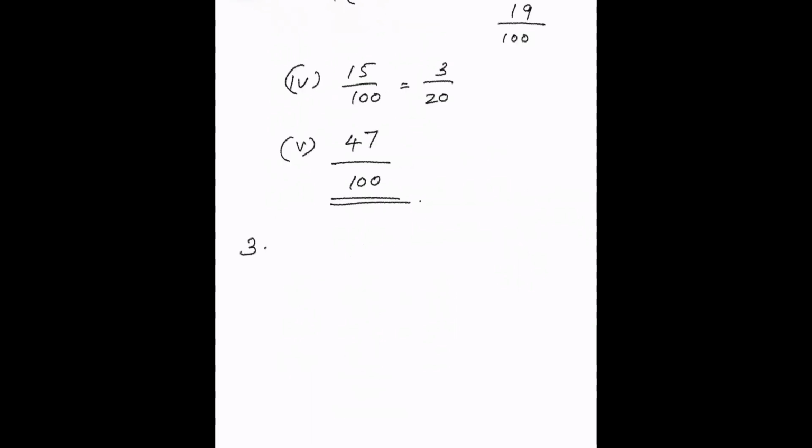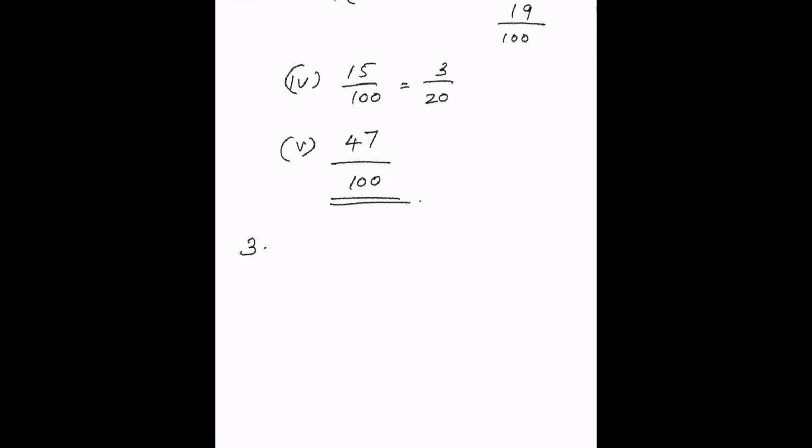Next question is from 25 identical cards numbered 1, 2, 3, 4, 5 up to 25. One card is drawn at random. Find the probability that the number on the card drawn is a multiple of: first case 3, second subdivision 5, third subdivision 3 and 5, fourth subdivision 3 or 5.